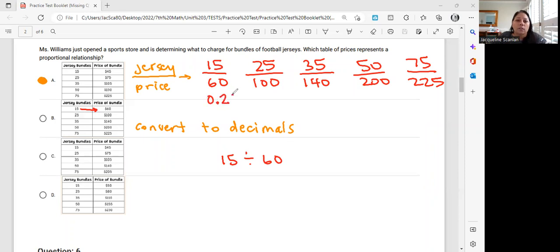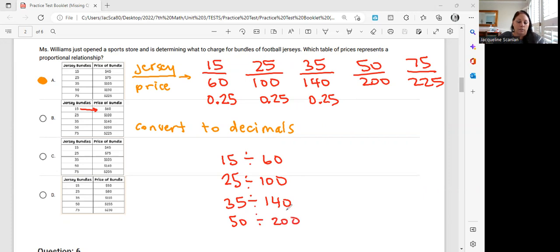Now what that means is that all the rest of these fractions have to give me that exact same decimal, or it is not proportional. So I'm going to try the second one, 25 divided by 100. And 25 divided by 100 is 0.25. So far, so good. 35 divided by 140 gives me 0.25. Then I'm going to do 50 divided by 200. And that gives me 0.25. Please don't make me a liar.